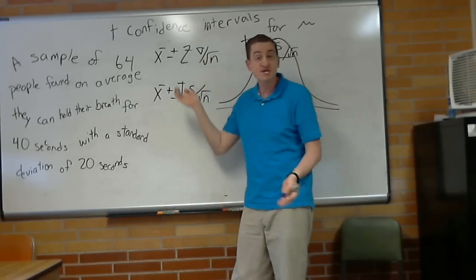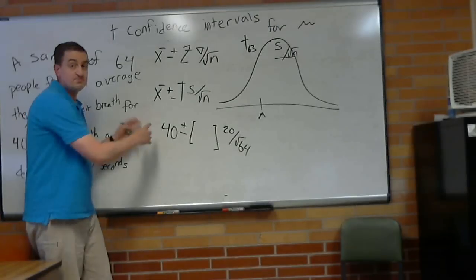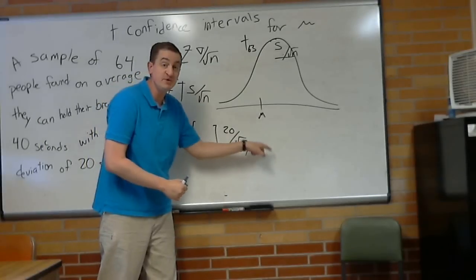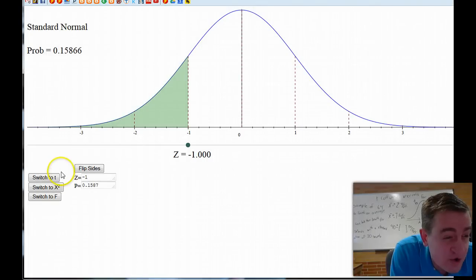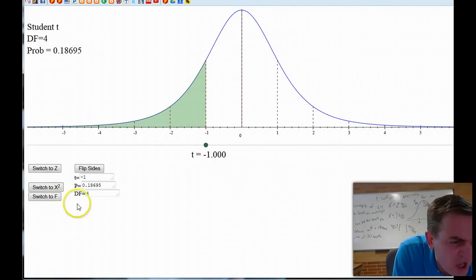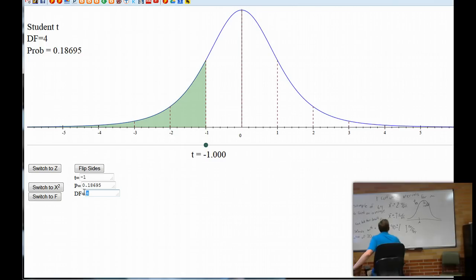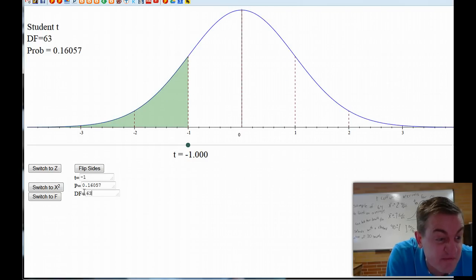So plugging in the stuff we already know based on the problem, we can do this. We're plugging in the same numbers the way we've always done. The only difference is right here where we need that T-score, we're going to go back to our applet and find it. So I'm going to switch to T. First thing I need to do is put in my degrees of freedom, which were, where did I write it? Oh, 63, right up there. So I'm going to put in 63 as my degrees of freedom.